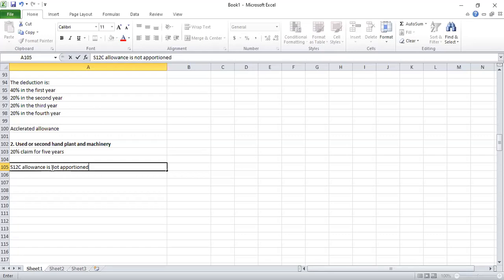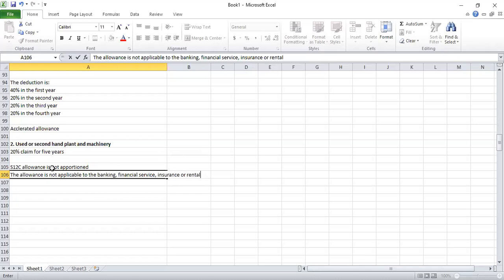And you should know that the allowance is not applicable to the banking, financial, insurance, or rental sector. Right, and as we said, you can only claim a deduction if the asset has been brought into use.